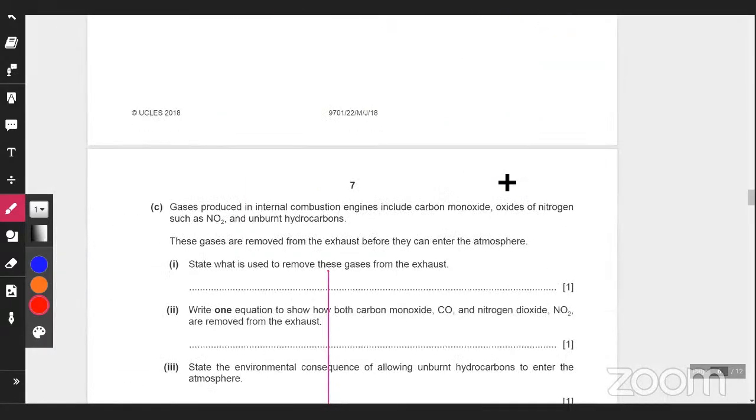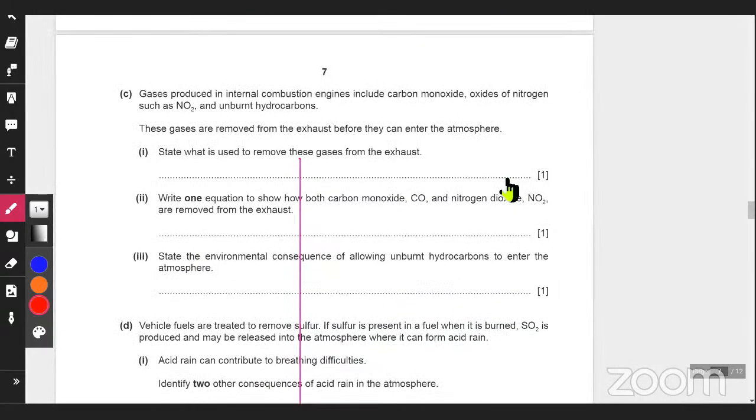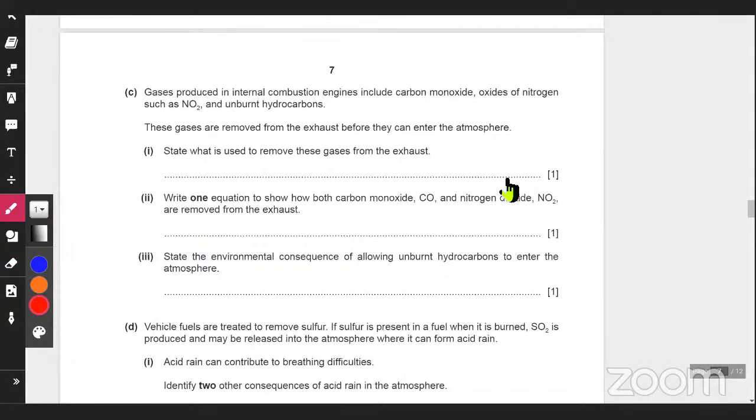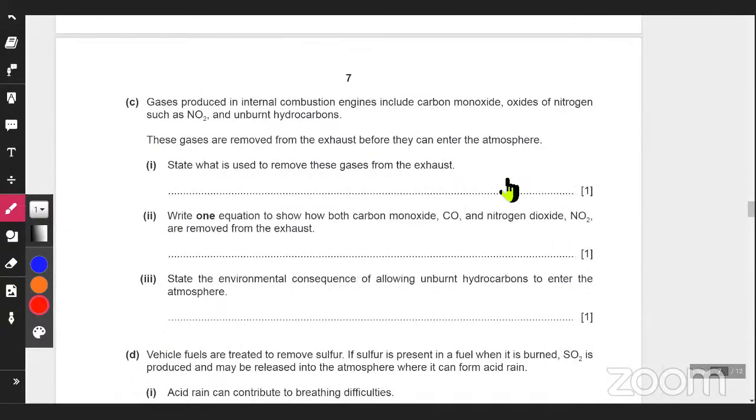Okay. The next one is: gases produced in internal combustion engines include carbon monoxide, oxides of nitrogen, and unburned hydrocarbons. These gases are removed from the exhaust before they can enter the atmosphere. State what is used to remove these gases from the exhaust. So there's a platinum or palladium catalyst.